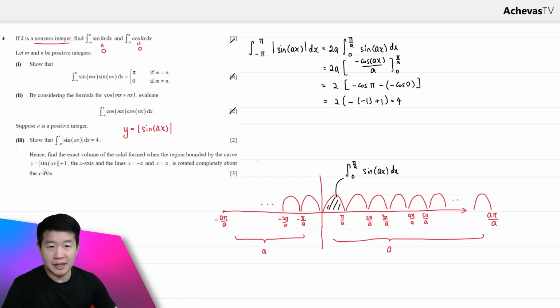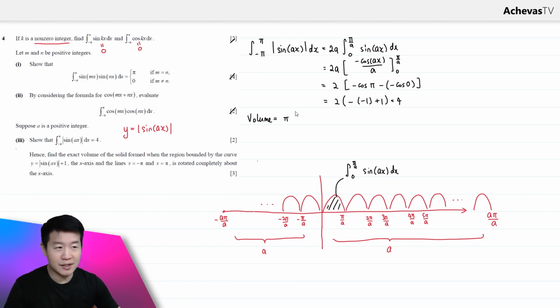region that is bounded by this graph, which means that we have this, then after that it is going to be shifted, translated by 1 unit in the positive y direction from minus pi to pi, rotated about the x-axis. So the volume is going to be, because this is going to be translated by 1 unit in the positive y direction, everything is going to be above the x-axis and it is going to be rotated about the x-axis.